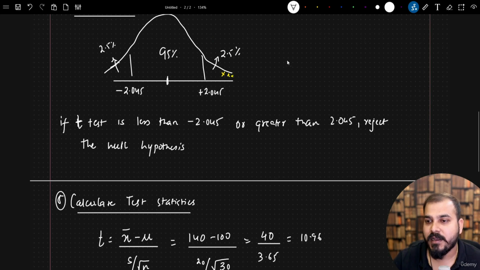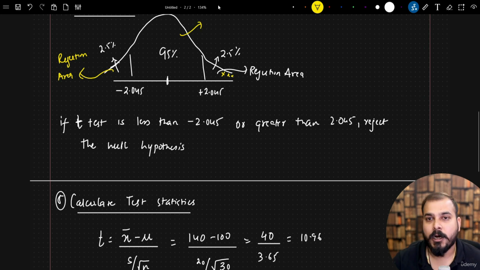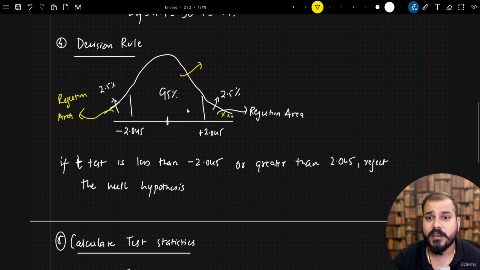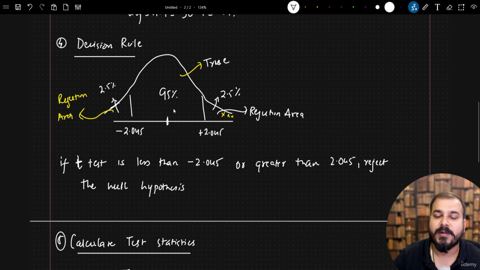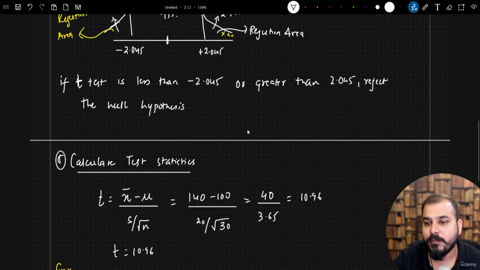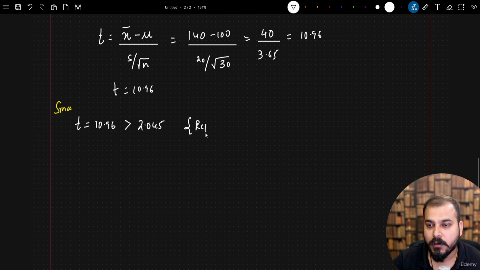This area is basically a rejection area. You know this, right? This area is also a rejection area. And this area that you will be able to see over here is my approved area. So basically my null hypothesis is true in this case, right? So I want to come in this particular area, but right now I am getting somewhere around 10.96, which is greater than 2.045. So we have to reject the null hypothesis, right?